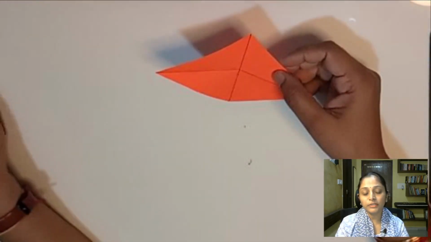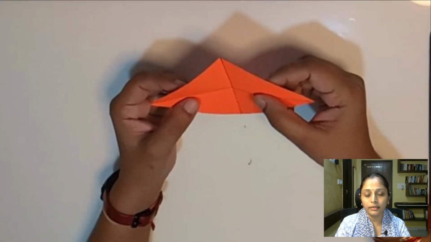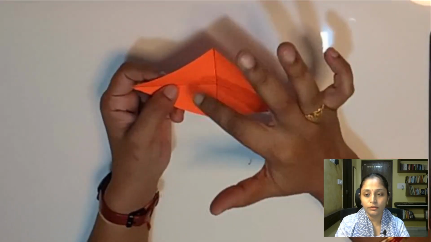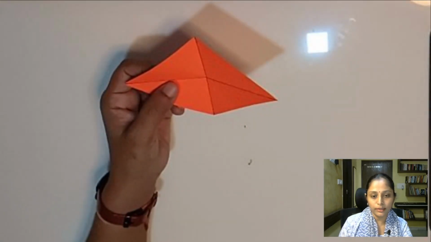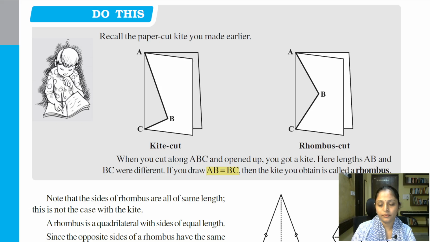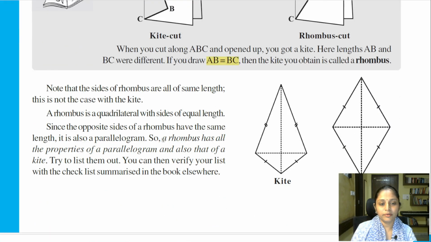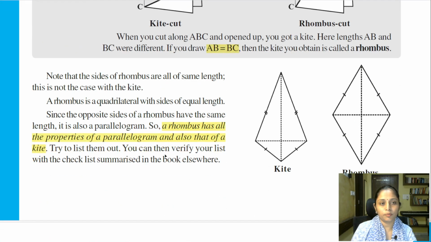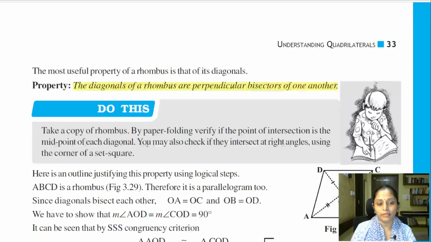Now we can prove the same thing using the geometry like we have done earlier, taking the congruency of triangles that lie within this rhombus. Let us do that. So here you will see that they have mentioned, we have already discussed this, all properties of parallelograms and rhombus. And this is the additional property for a rhombus, that the diagonals are perpendicular bisectors of one another.